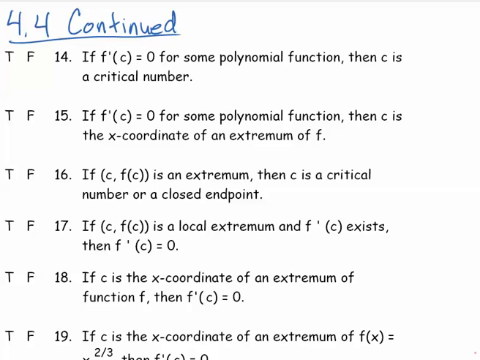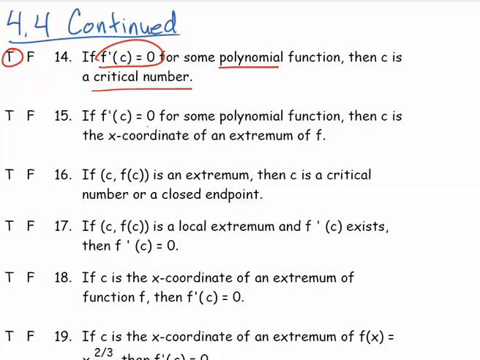We're picking up with homework questions on worksheet 4.4. So let's read our true-false questions carefully here. If f prime of c is equal to 0, then c is a critical number. That would be true no matter what kind of function it is. So the fact that it's a polynomial function isn't too important there. If f prime of c is equal to 0, then it's always a critical number.